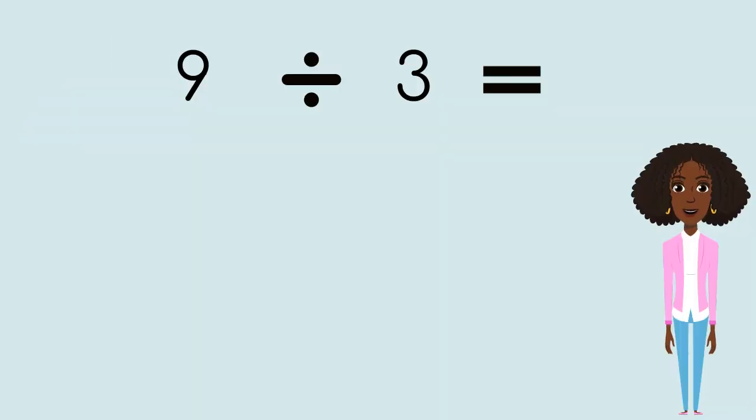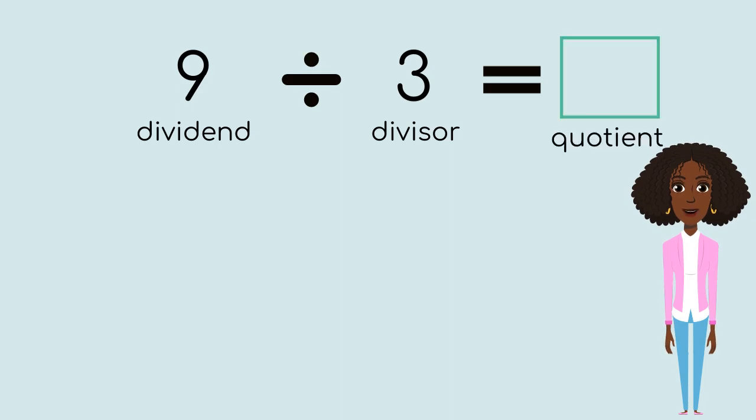Before we begin, let's talk about some important words for division. This is how we write out division. We read it like this: 9 divided by 3. The first number is called a dividend. This is a number we divide or separate. The next number after the division sign is called a divisor. The divisor is the number we use to divide or separate our first number into. Finally, we have the quotient. The quotient is the answer when you divide.